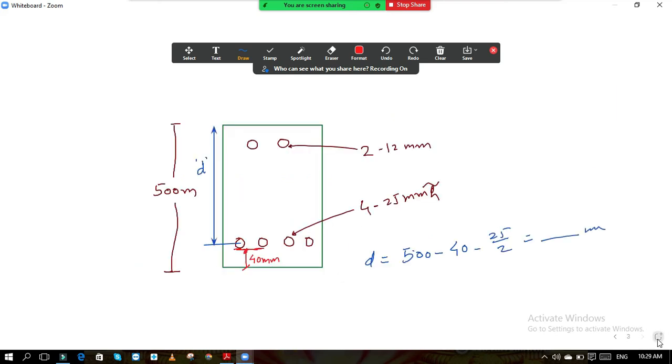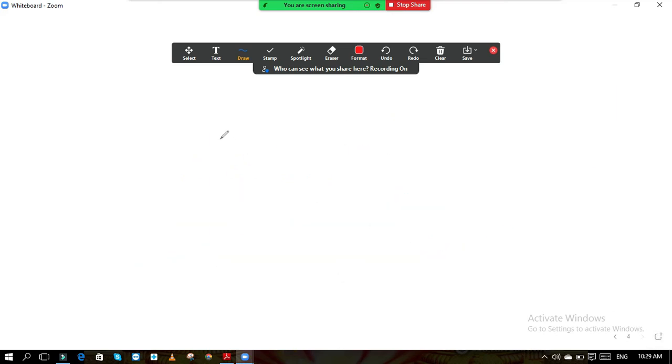Now after equating this, what is the formula for Cu2? You know that it is (Fsc minus 0.446 fck) into Asc. This is your Cu2, which is equal to Tu2, which is 0.87 fy into Ast2. So here we first need to find out the value of Fsc.